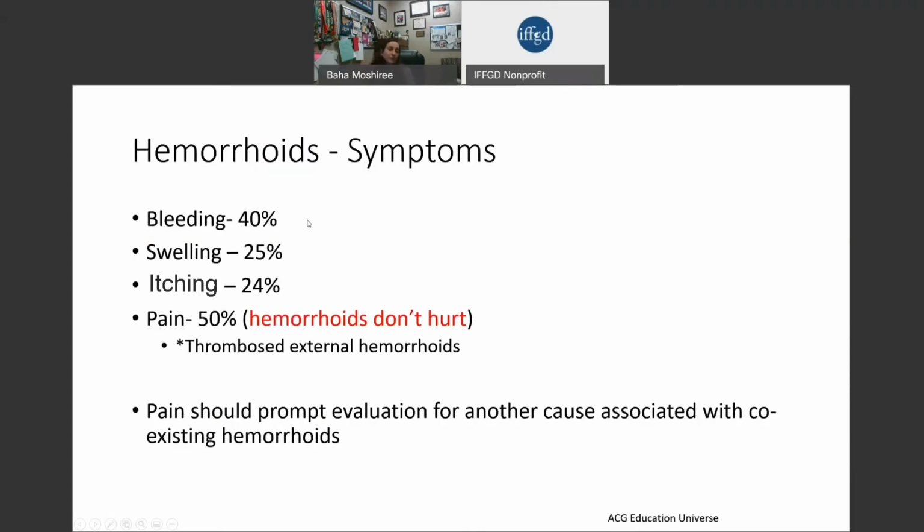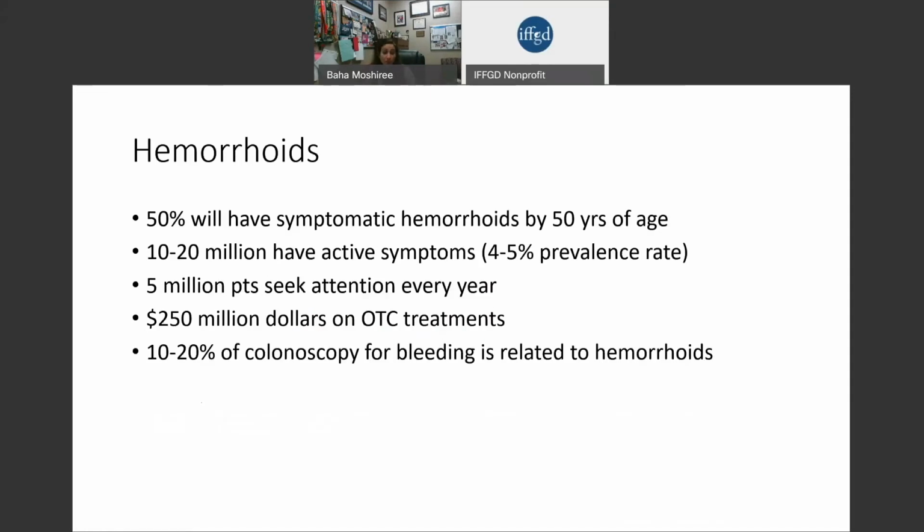Hemorrhoids are pretty common. 40% can cause bleeding. There's a lot of swelling that's involved. Some of them itch, that's in 24%. And then pain does not occur in hemorrhoids unless they are what's called thrombosed, which means the blood supply to the hemorrhoid is cut off. So those are the painful ones. If a patient has pain, that should prompt evaluation for some other cause that's coexisting with their hemorrhoids.